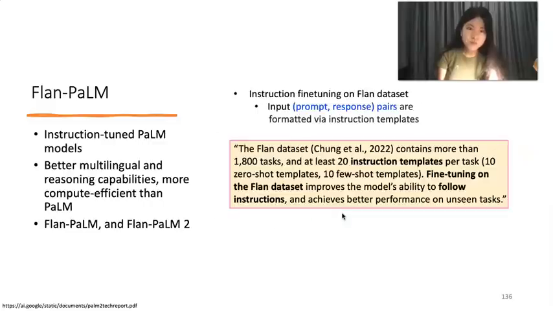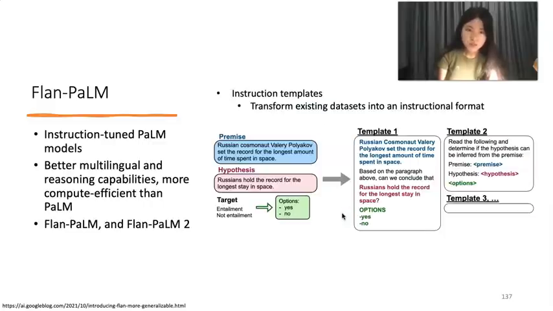So for the instruction templates, you basically transform some existing datasets into an instructional format. For example, you have this entailment task, you have your premise, and you have your hypothesis, and you have your target, entailment, and you transform your input text by this template to make it look a little bit more formal, like you put it in a document-like way.